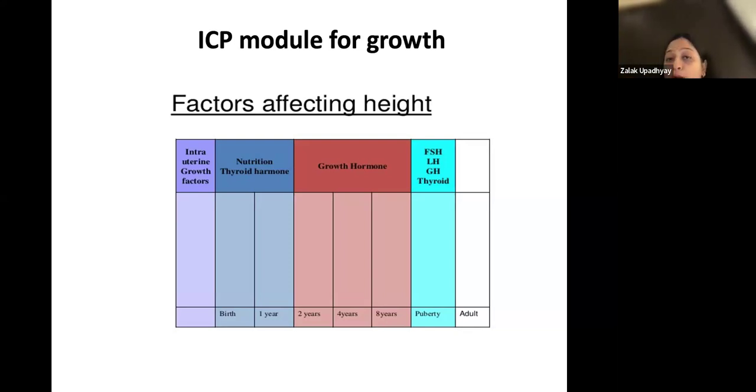And around puberty, it is growth hormone plus the sex steroids, which gives a good pubertal growth spurt. But again, thyroid hormones have to be normal. Thyroid hormone plays a major role, but growth hormone starts playing its role after 2 years of age. Before that also, but in the first 2 years the most important is nutrition, and after 2 years it is growth hormone. Around puberty there is a maximum, very good growth spurt, and that is because of growth hormone plus sex steroids.